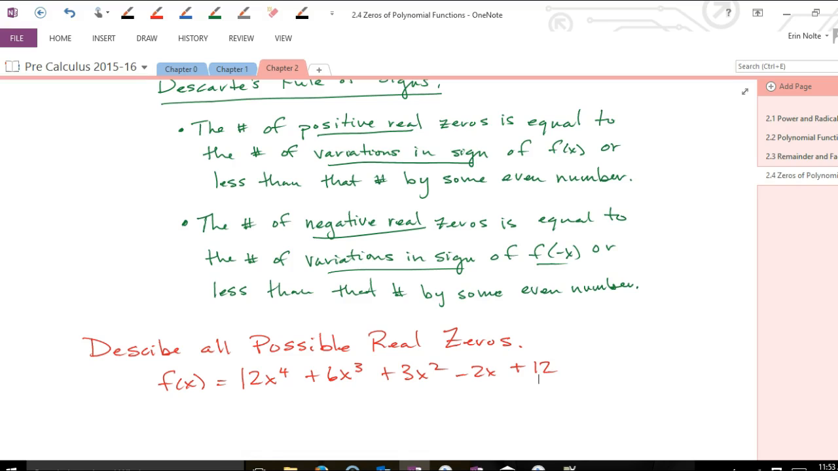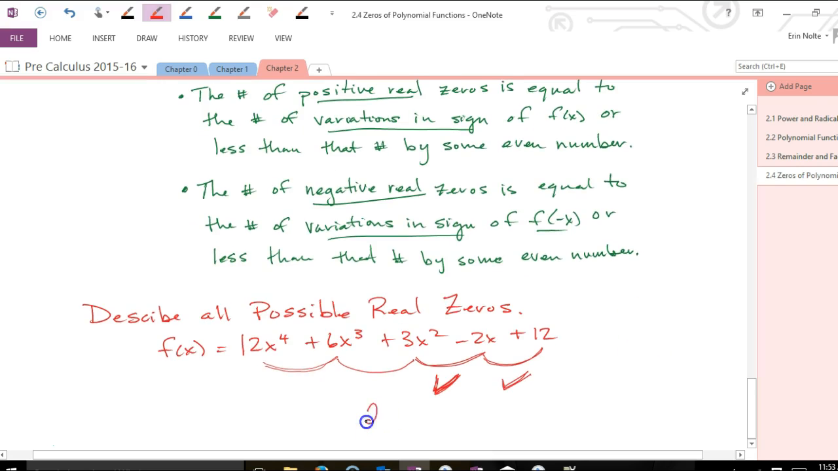What I mean by that is from this term to this term, is there a variation? No, because they're both positive. From this term to this term, is there a variation? No. From this term to this term, is there a variation? Yes. So here's one. I'll put a check mark to say yes. Is there a variation from here to here? Yes. So how many variations do you see? There are two variations, two sign variations.